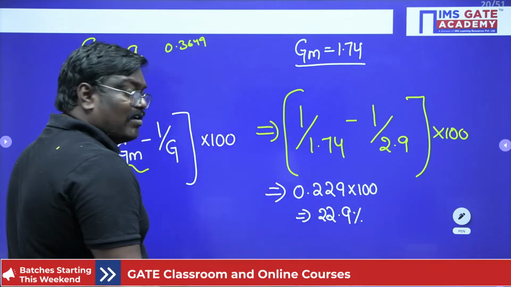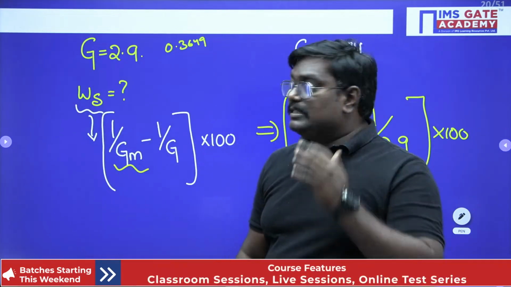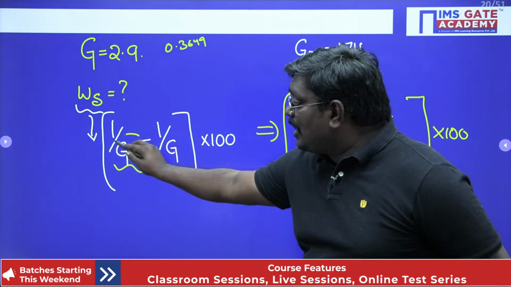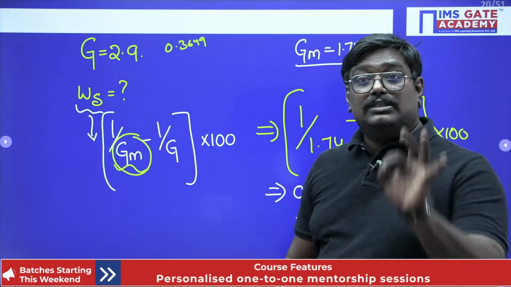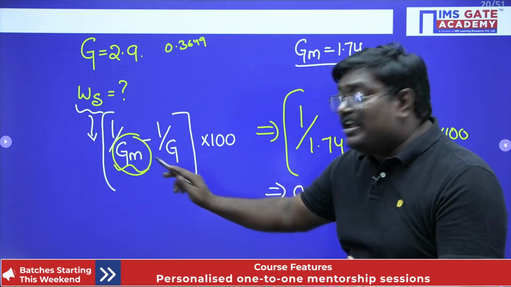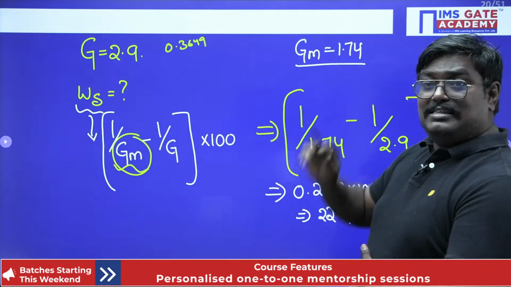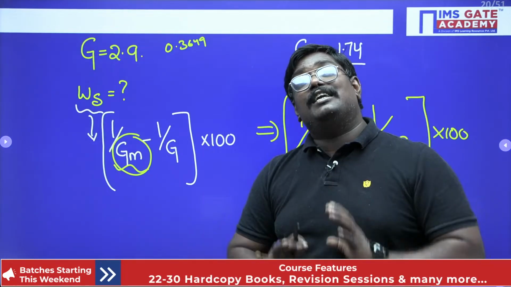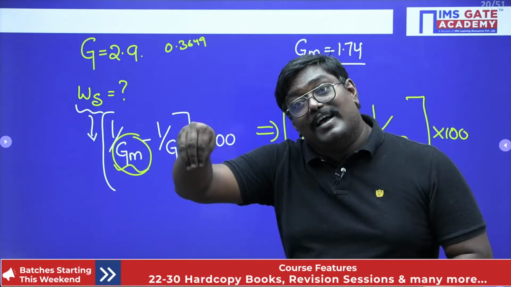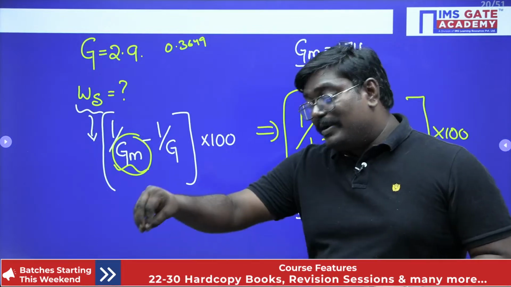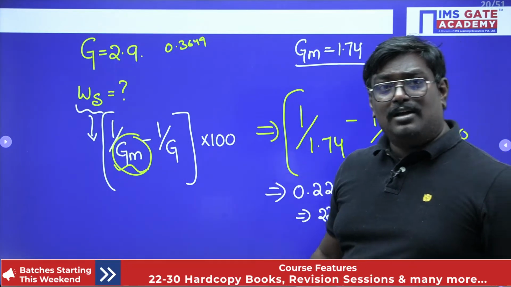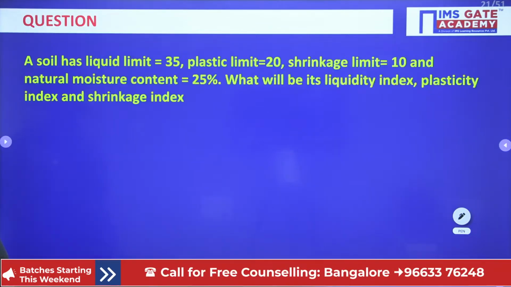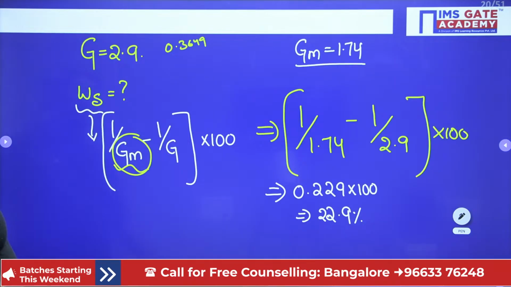Srujana, are you clear? We have a formula: shrinkage limit is equal to 1 by Gm minus 1 by G. But the condition of the soil is now the dry state. So are you clear, Srujana, why we have taken Gm as 1.74? Because after saturation, the present state is the dry state. You have to always calculate the shrinkage limit at the present state. Clear? Okay. Now, we are also done with the shrinkage limit.